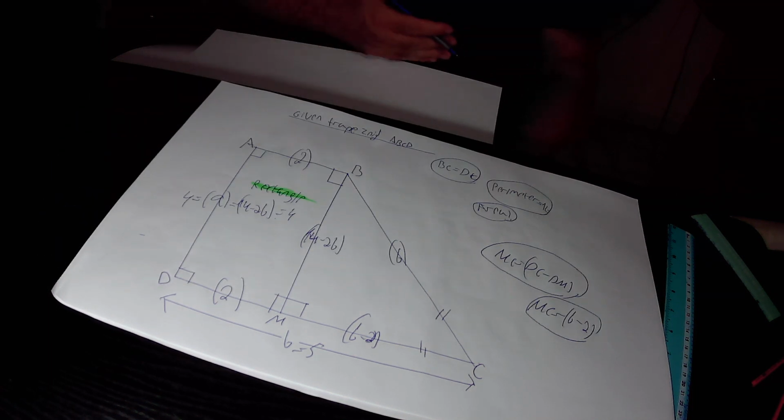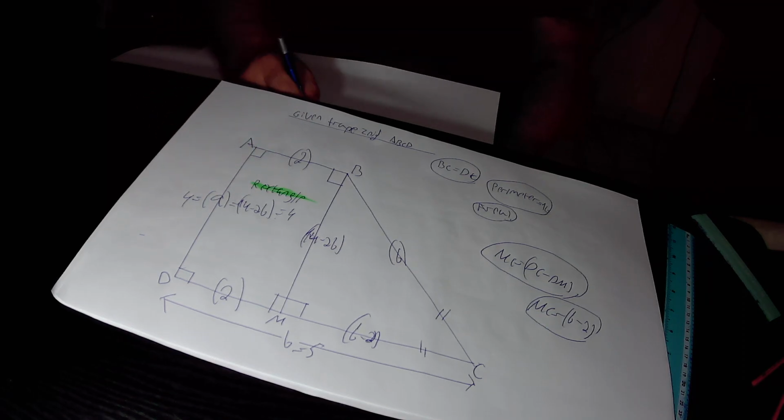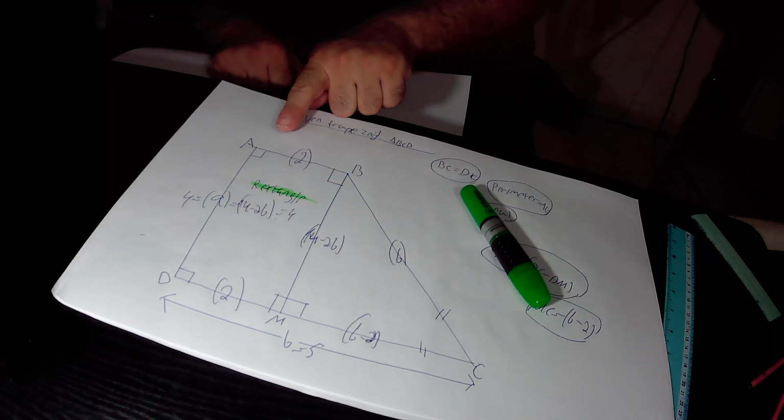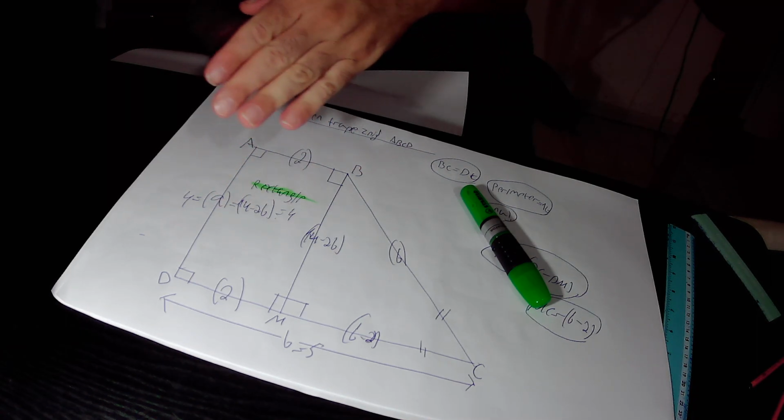The height of this trapezoid ABCD is AD. Why AD is the height? Because of the fact that the height AD creates 90 degrees with the base AB, and the height AD also creates 90 degrees with the other base DC. Therefore, AD is the height.